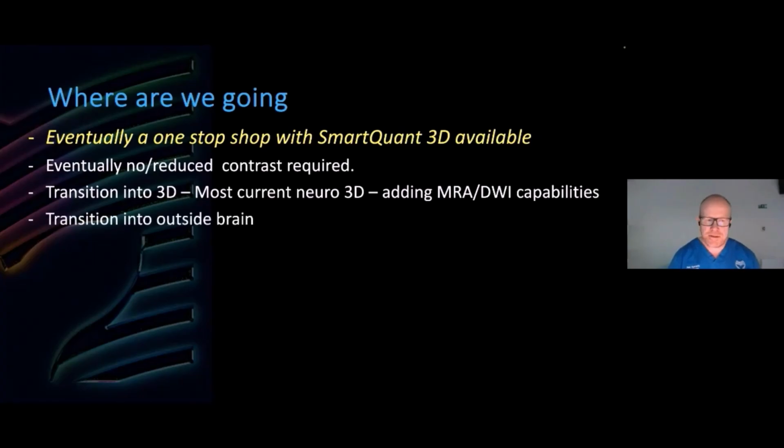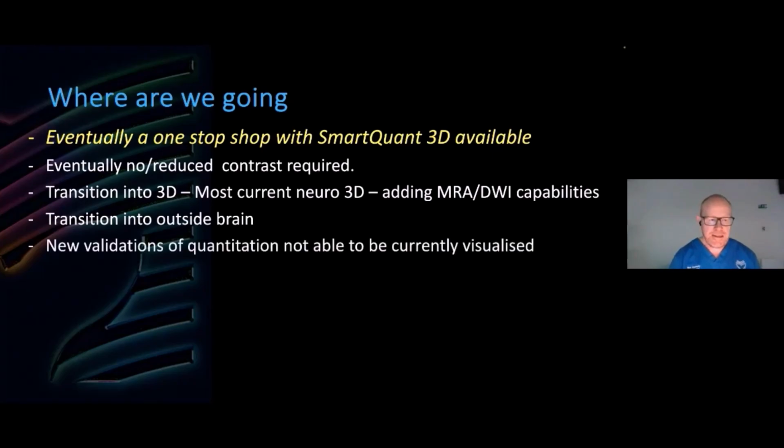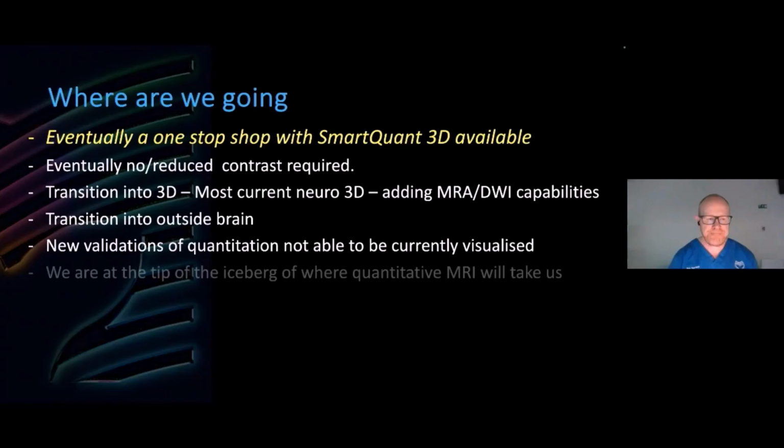We're also transitioning to outside the brain, and we've been doing some wonderful work in breast, prostate, spine, MSK. There's lots of other areas here. We are really scratching the surface. There's new validations of quantitation that we're seeing that we're not seeing inside normal imaging. As I said earlier, often you'll have someone present with known, we know they're concussed, or they know they're injured, or some other clinical indication, and the imaging looks normal. Being able to validate this with pure quantification is where the future is headed.